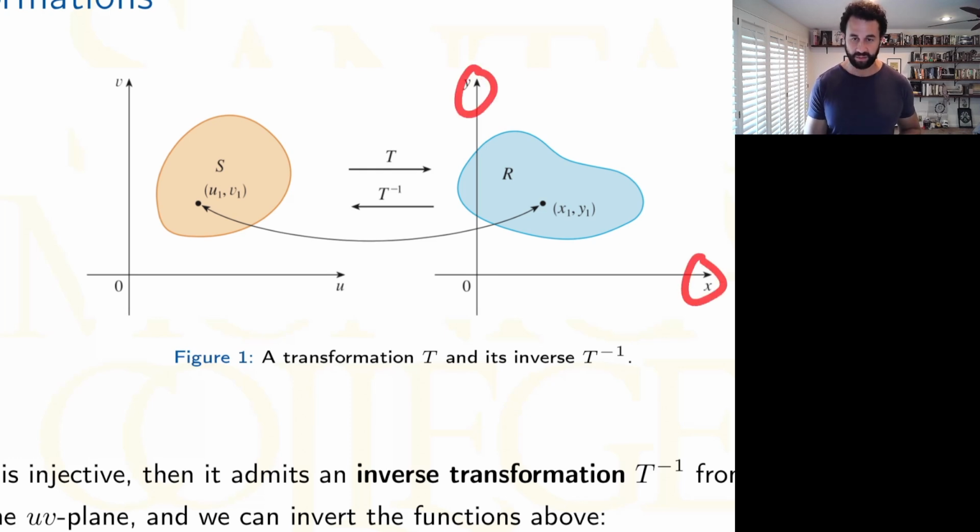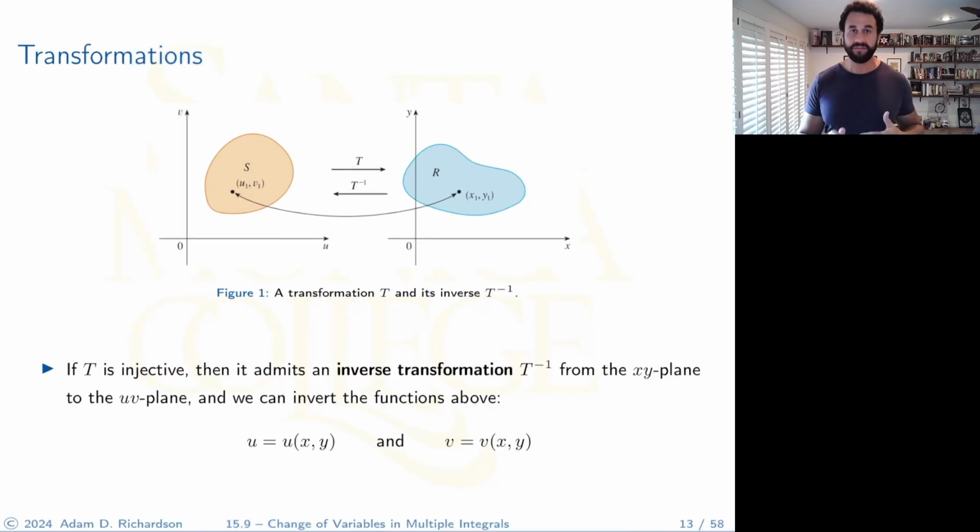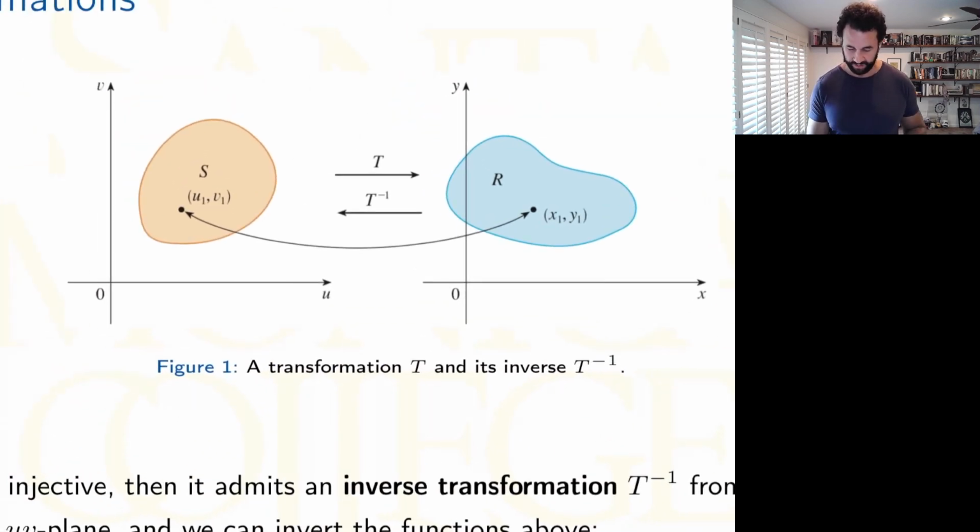And now notice here we're in the XY plane, right? Now, if T is an injective transformation, if it's one-to-one, then that means it admits an inverse transformation. There's an inverse transformation, which we denote by T inverse, that goes from the XY plane back to the UV plane. And if that's the case, then what we can do is invert the functions that are going this way, and we can have inverse functions that go backward, all right? Let me zoom in on the picture again. Here's the point X1, Y1. T inverse, the inverse of T, takes this point and maps it somewhere over here. That's T inverse, going backward, quite literally, all right?